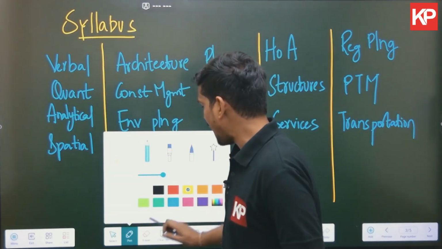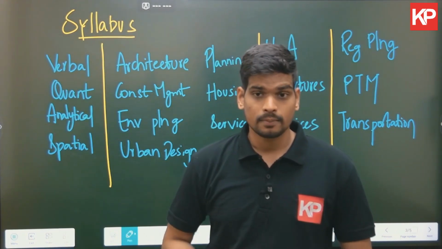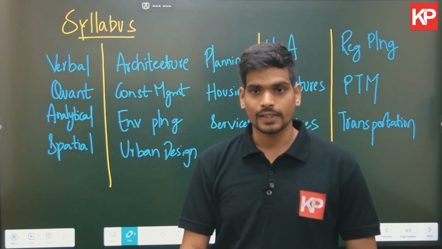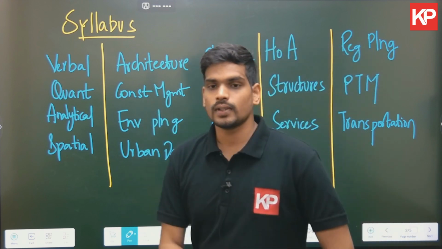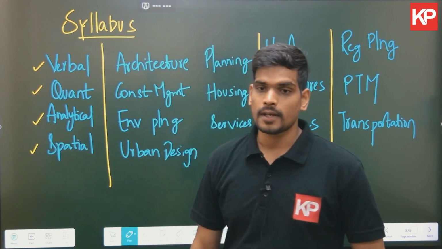General aptitude will be having a place in the official syllabus. So I have the official syllabus published by GATE on the GATE portal. You can check that official syllabus as well. For general aptitude, there are 4 parts: verbal ability, quantitative ability, analytical reasoning, and spatial reasoning.